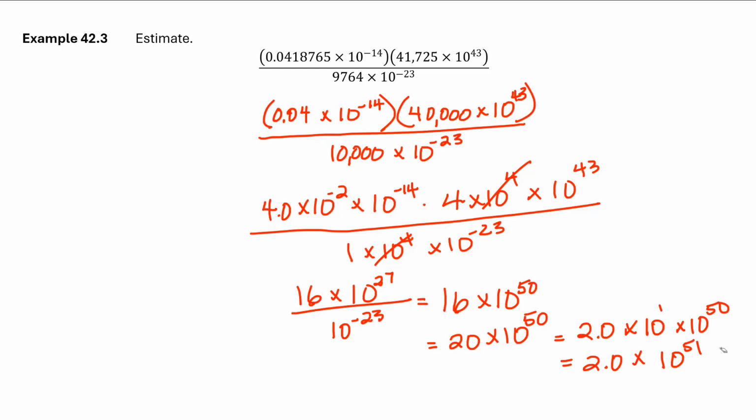Please be sure to remember that on your test, you will not be having this kind of scientific notation problem. So when I give you a scientific notation problem on the test, you need to make sure that you do it exactly the way it is. Don't round it. This is just when you're estimating with scientific notation.